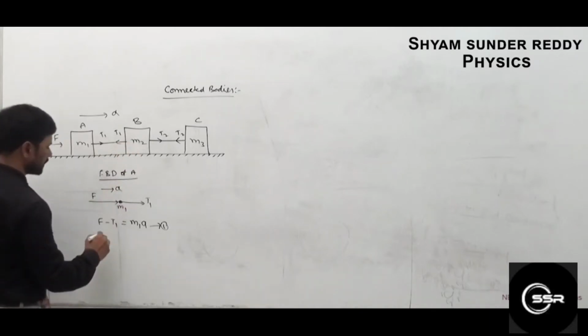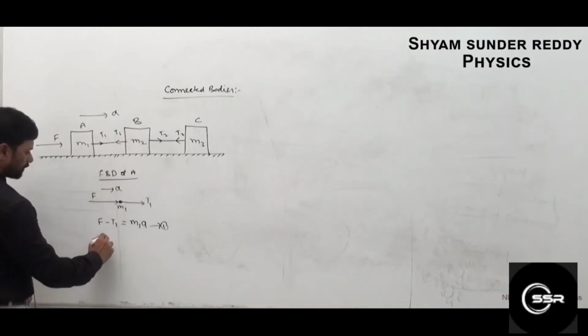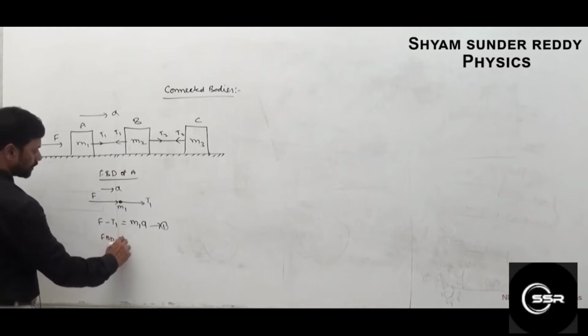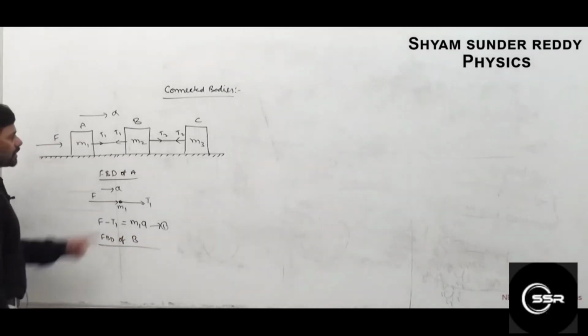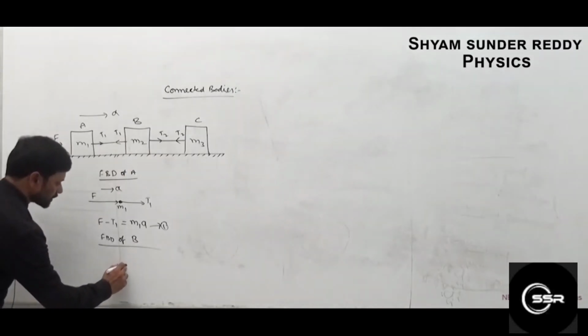FBD of B block, similarly write the FBD of B block. FBD of B block, take as point mass M2.